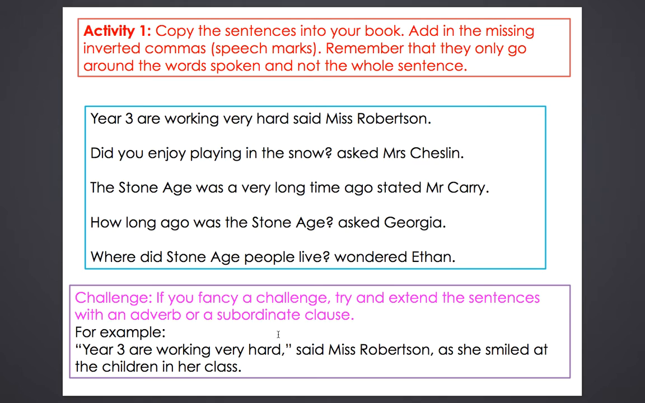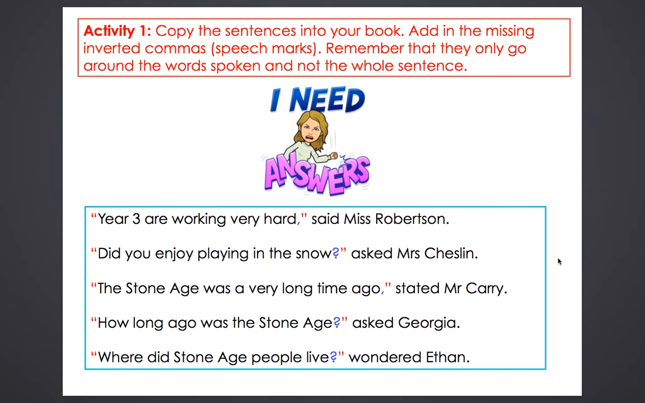If you fancy a challenge, then I've asked you to extend the sentences with an adverb, so said Miss Robertson quietly or proudly, or a subordinate clause, so a little bit of extra detail about what I might be doing as I say that. So my subordinate clause in the example for the challenge is, as she smiled at the children in her class. Brilliant. There's some answers on the next slide for you to look through, okay?